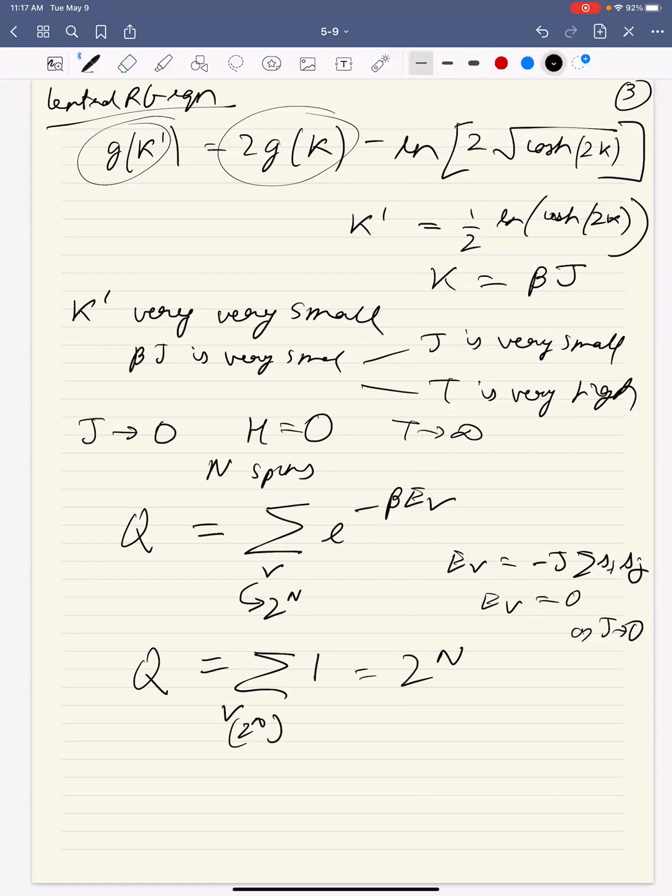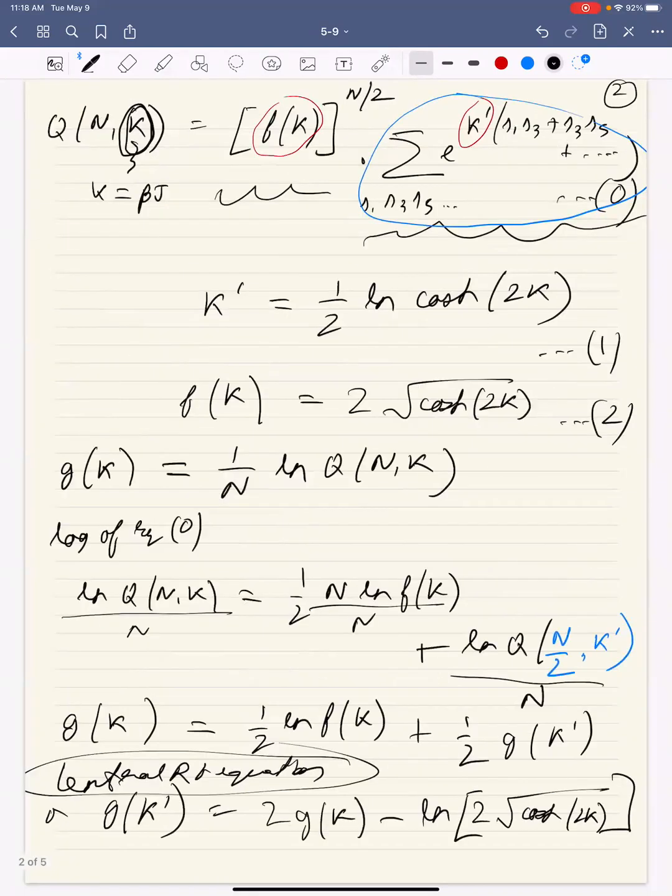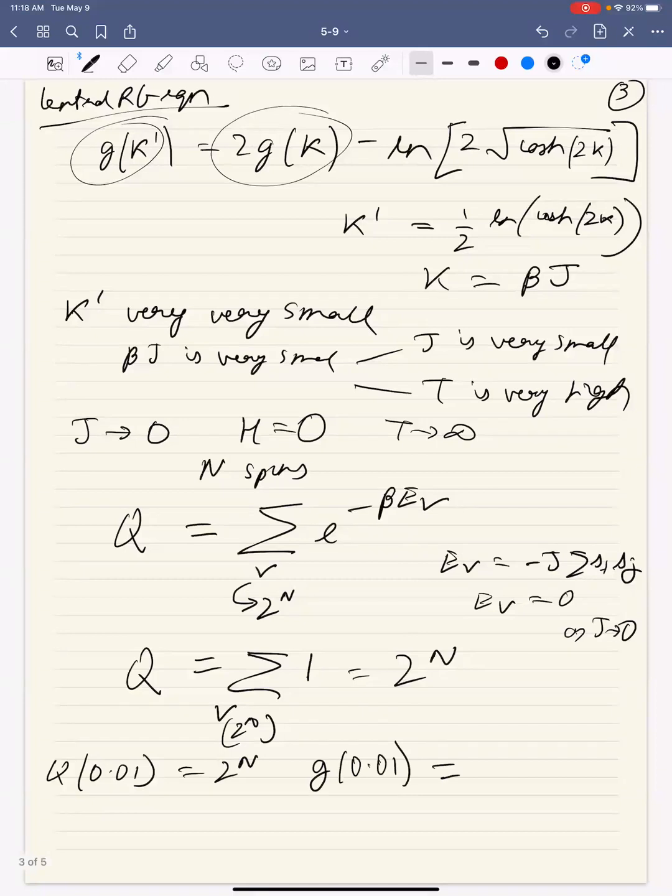And we can put the machinery of renormalization group in action. So Q of 0.01 is equal to 2 to the power n. We are interested in the intensive free energy, right? Free energy per site. So G of 0.01, what is the definition of G? G was 1 by n log of Q, right? So that's going to be 1 by n log of 2 to the power n. How much is that?